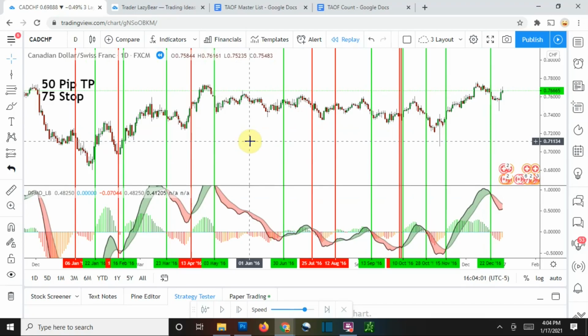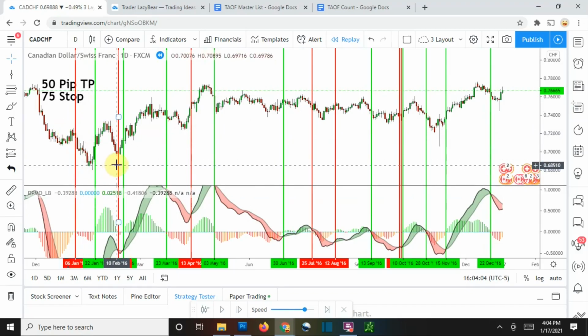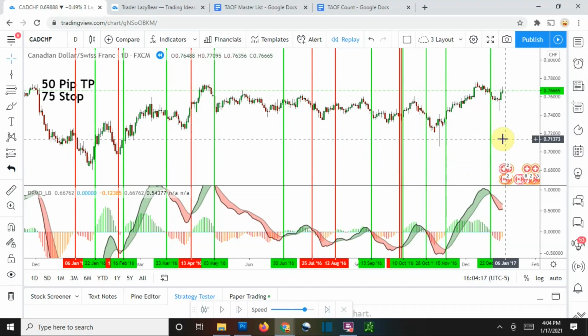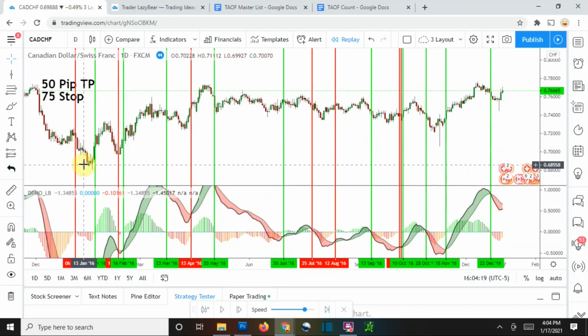Let's go ahead and count these out and see what we get out of it. So we got 1, 2, 3, 4, 5, 6, 7, 8, 9, 10, 11, 12, 13, 14, 15, 16, and 17. So 17 trades altogether. And we have 1, 2, 3, 4, 5, 6, 7, 8, 9, and 10. 10 winning trades. So that just barely misses the 60% criteria that we were looking for.